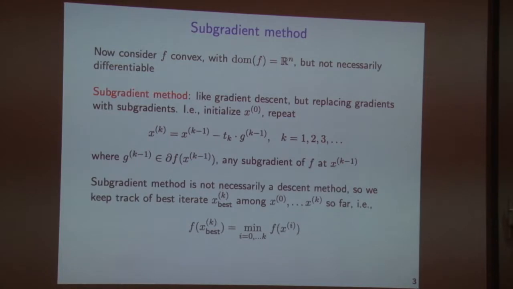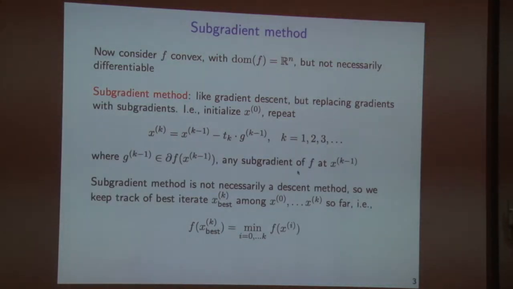So let's just jump right into the subgradient method. It takes the same setup, except we don't assume that f is smooth. So f is convex, its domain is all of R^n, but it's not necessarily differentiable. Like gradient descent, we iterate by making some initial guess, and then at each step we compute not the gradient, but the subgradient of our criterion at the current iterate, wherever we are.